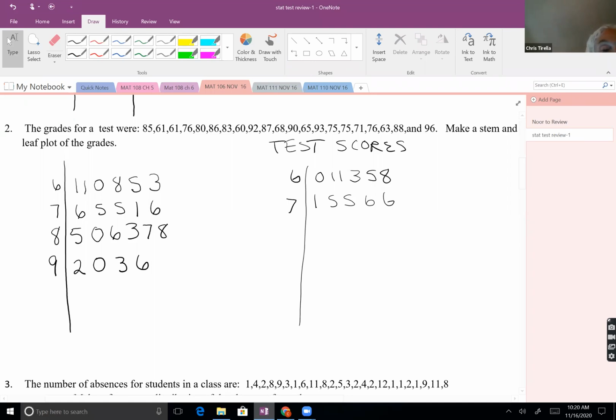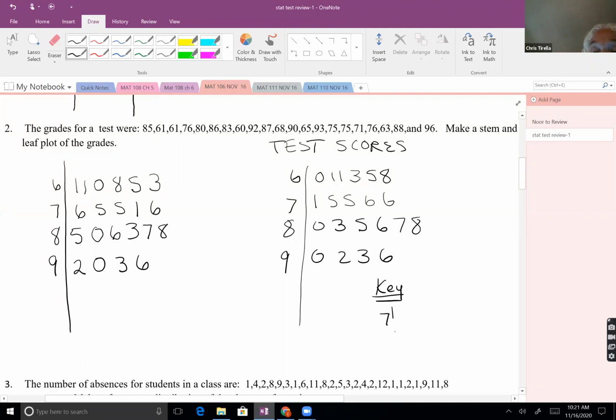Then after the 80s, in order, I'd have 0, 3, 5, 6, 7, 8. And in the 90s, I'd have, in order, 0, 2, 3, 6. And then the other thing that I'd like to see is a key. You can pull any of the numbers off there. I might say that 71 means the number 71.